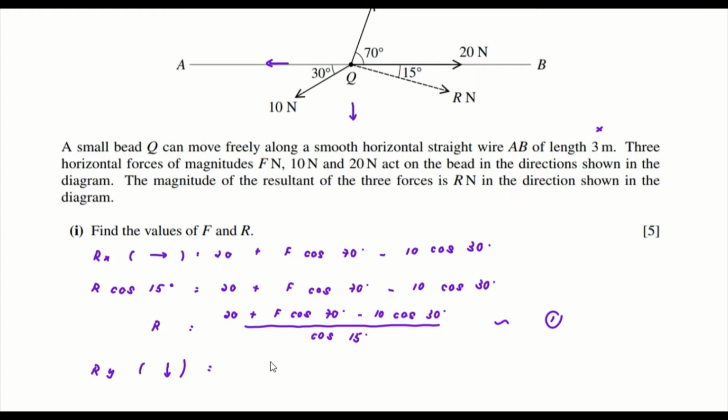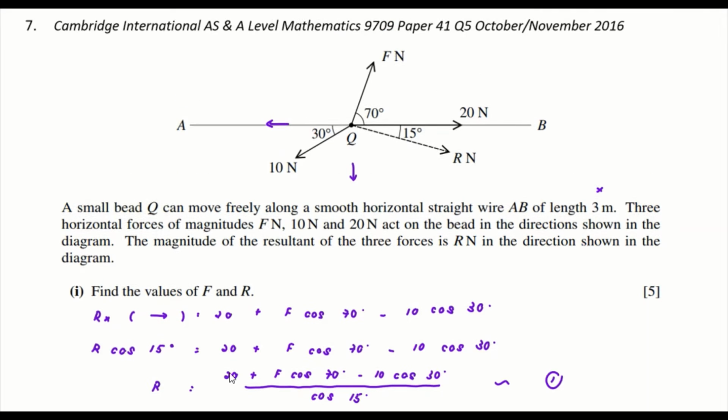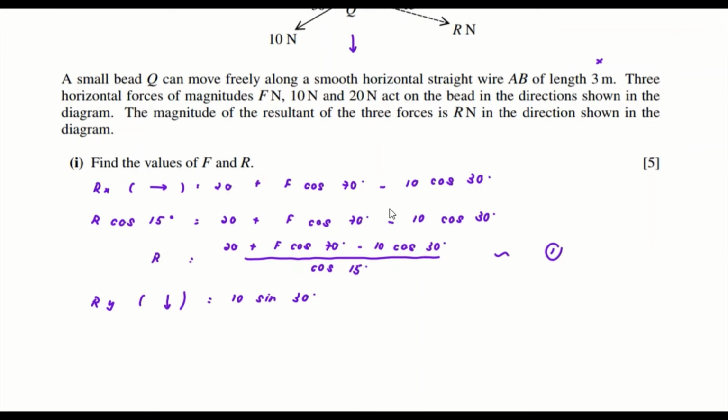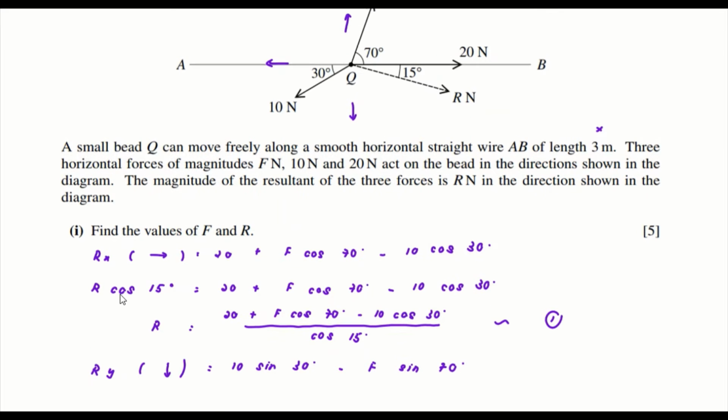So in this case, what do I have? This is my 10, right? So it's going to be 10 sine 30. Okay, since going down is positive, I don't need to put negative here. Then the other one is going to be negative now. 70 will be resolved going up and going here, right? So it's minus F sine 70. Okay, is that all right?